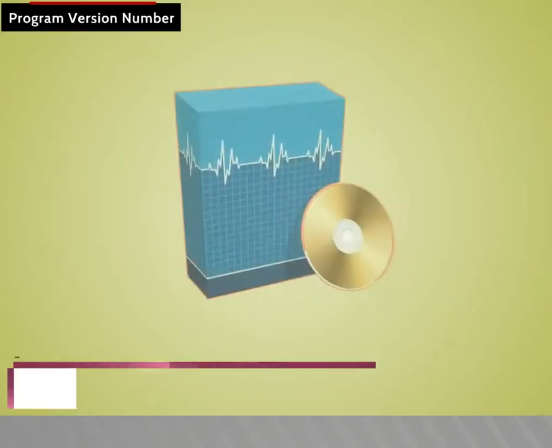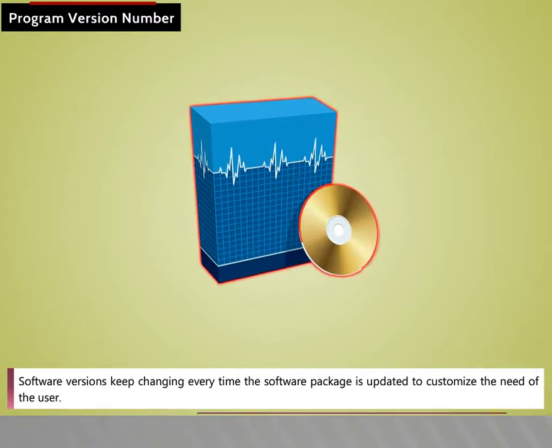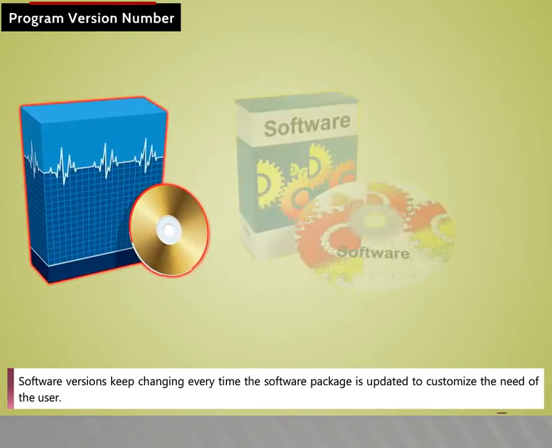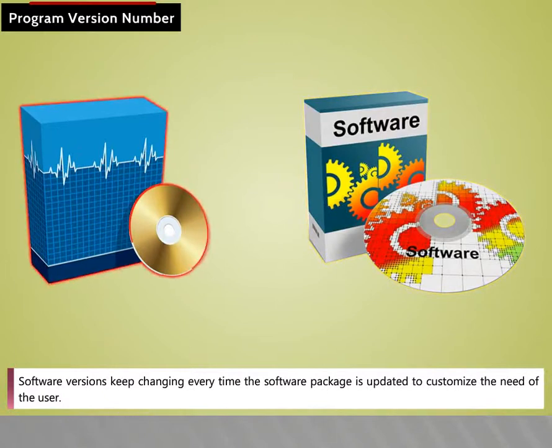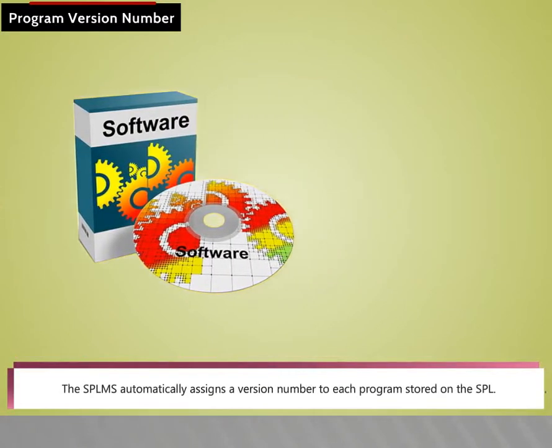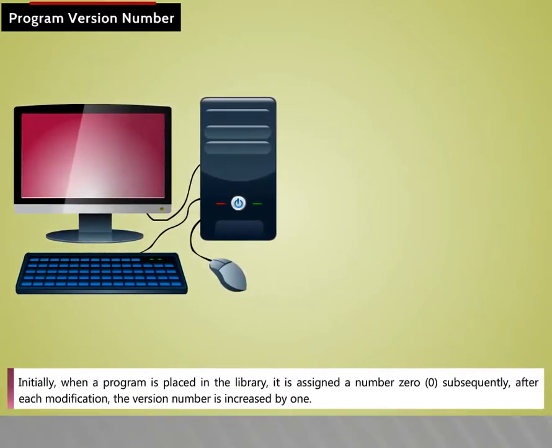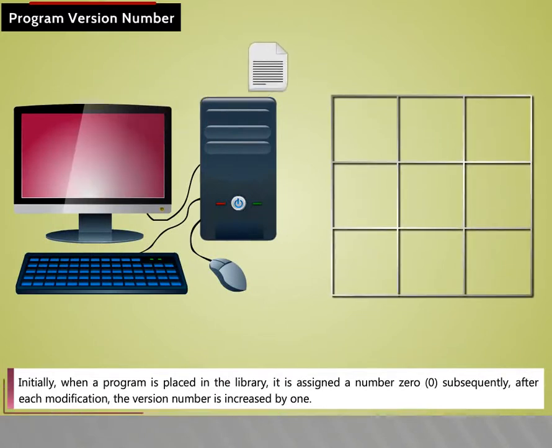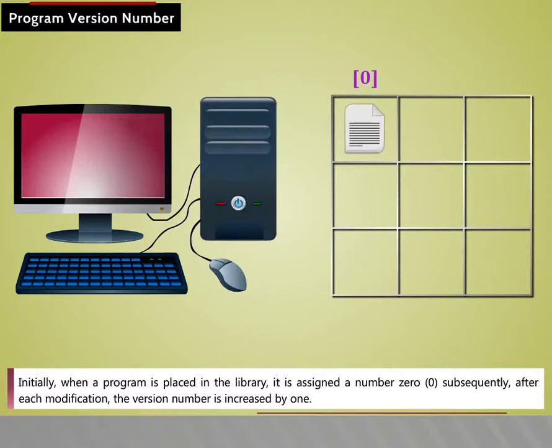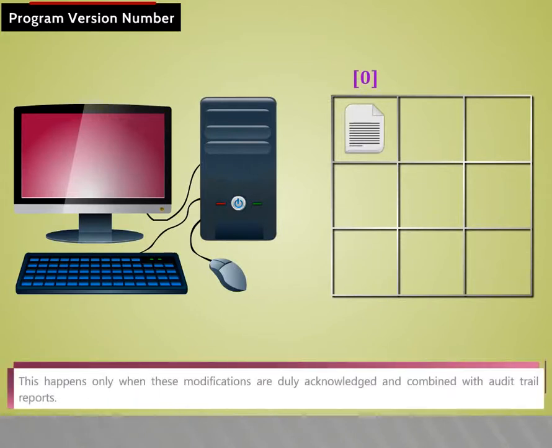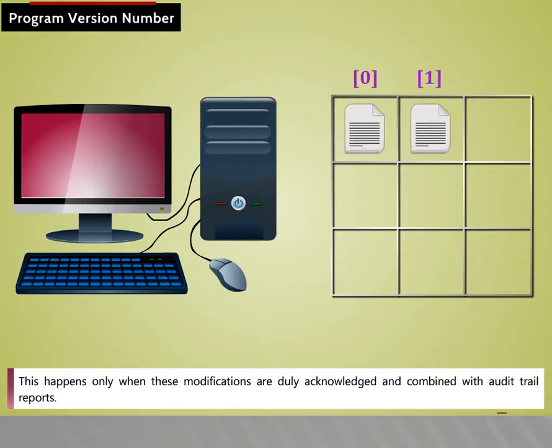Program version number. Software versions keep changing every time the software package is updated to customize the need of the user. The SPLMS automatically assigns a version number to each program stored on the SPL. Initially, when a program is placed in the library, it is assigned a number 0. Subsequently, after each modification, the version number is increased by 1. This happens only when these modifications are duly acknowledged and combined with audit trail reports.